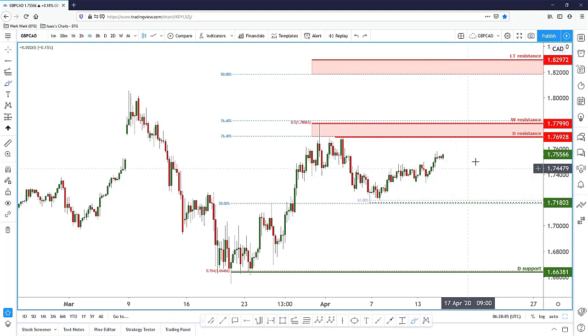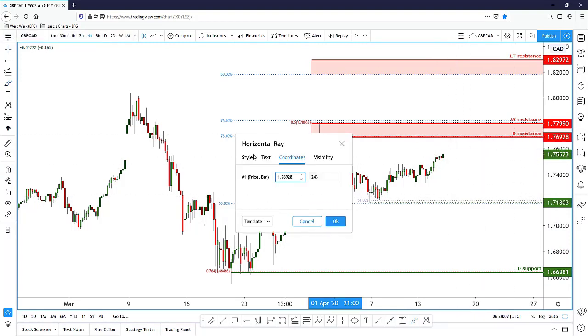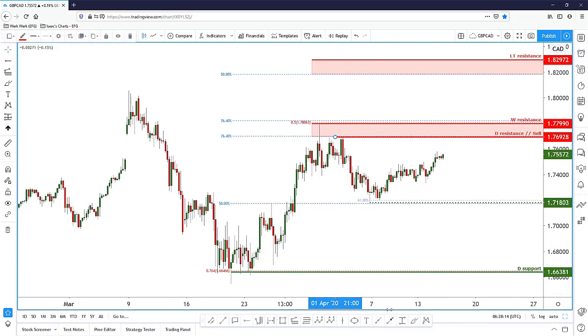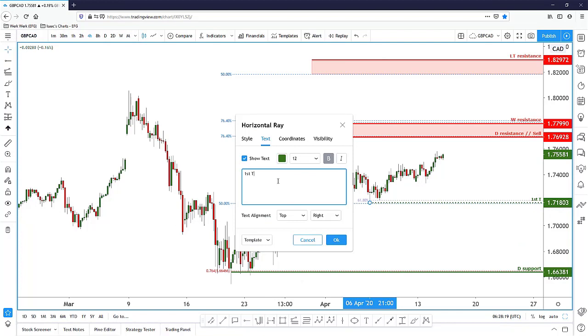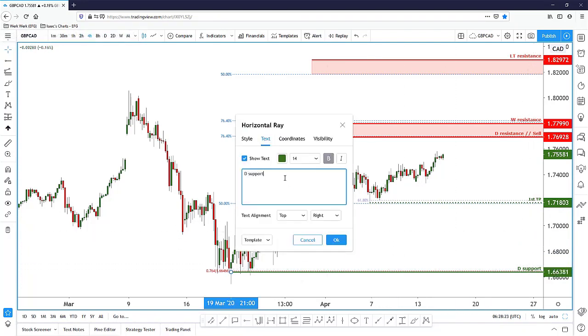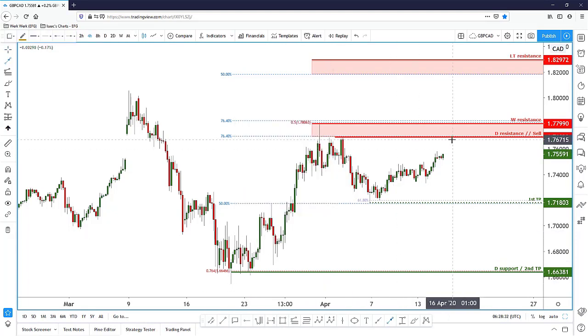So let me just put it in line for you so it's easier to see. This can be my sell entry with this as my first take profit and my daily support as my second take profit. Hey, this will actually give you quite a nice risk reward.